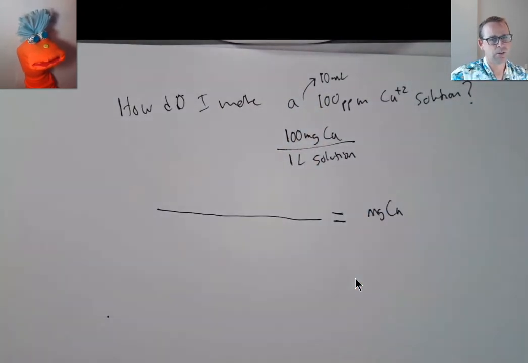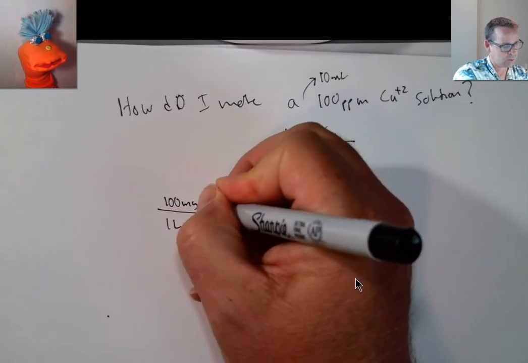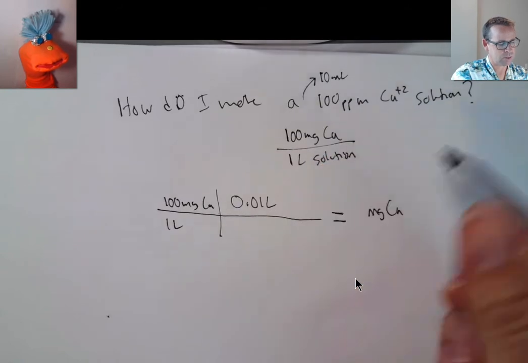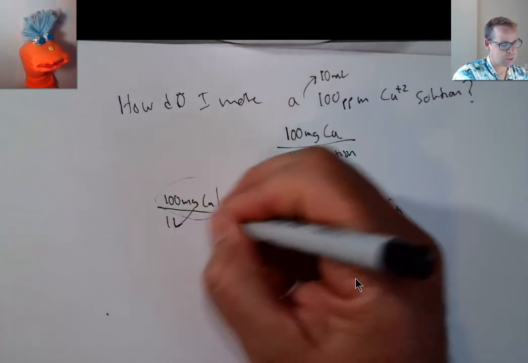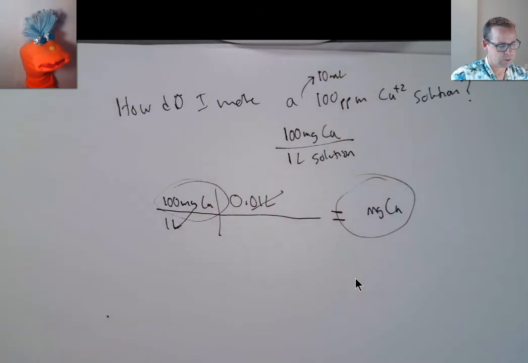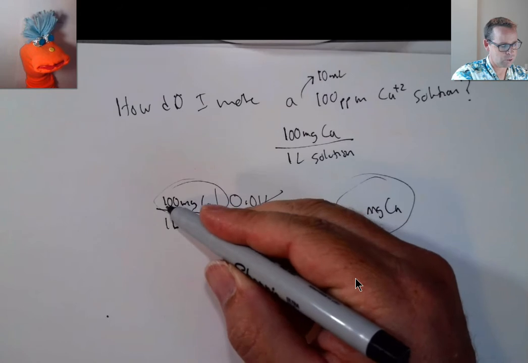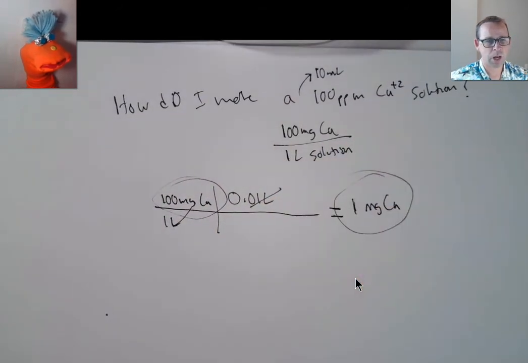Yeah, so let's do that. So if I need 100 milligrams of copper for every 1 liter, and I only want 0.01 liters, that's my 10 mils, then the liters will cancel out, and that will tell me how many milligrams of copper I need, right? So is that 1 milligram of copper, right? Okay, yeah.